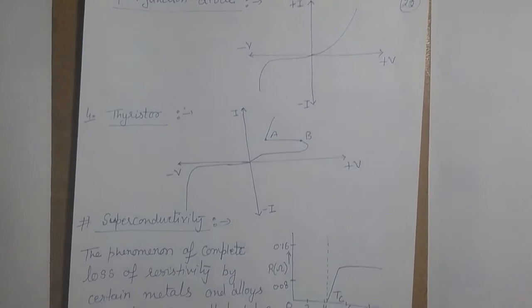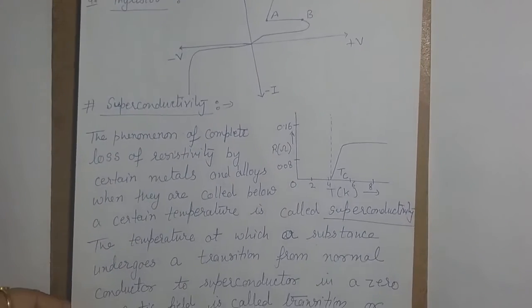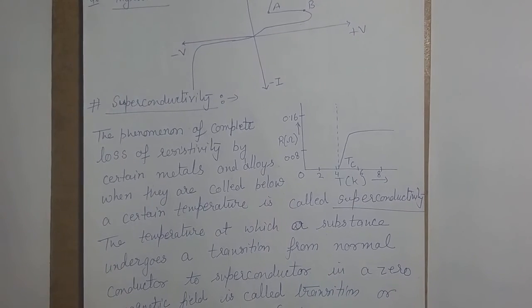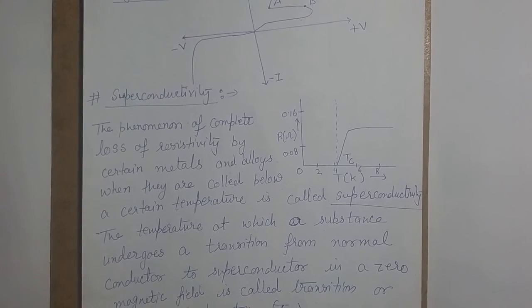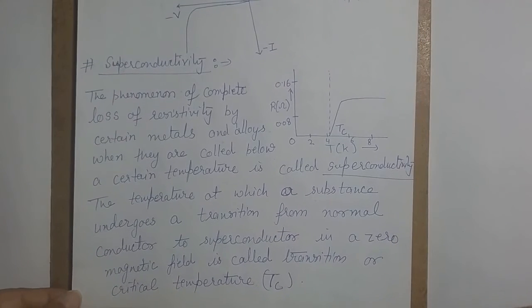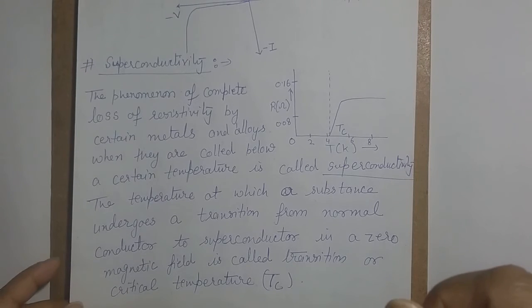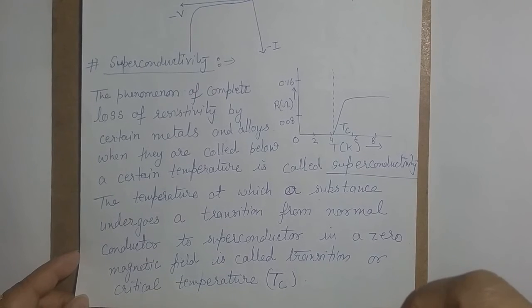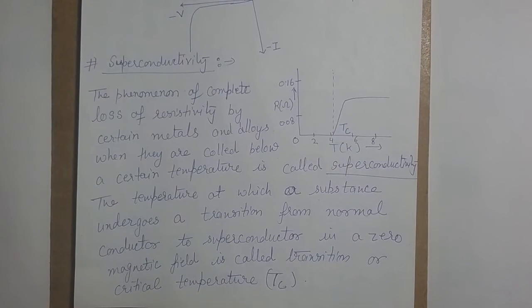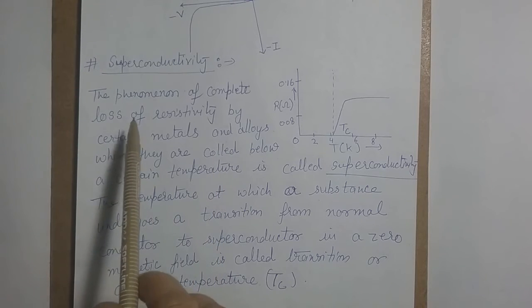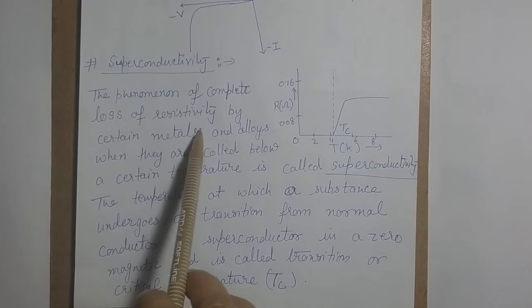Now there is another important term, that is superconductivity. Now what is the meaning of this superconductivity? It means under certain circumstances, your conducting substance starts to behave as a superconductor. Its conductivity is increasing drastically. Now what are these superconductors, and what is the phenomenon of superconductivity of a given conductor? The phenomenon of complete loss of resistivity.